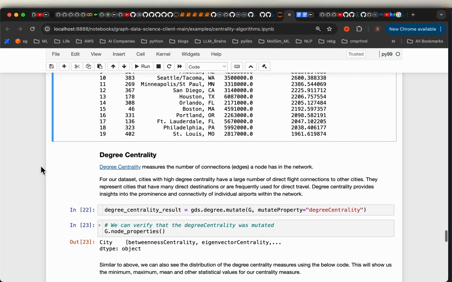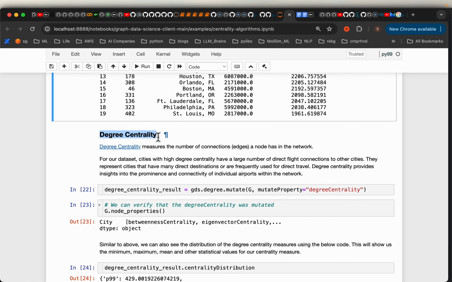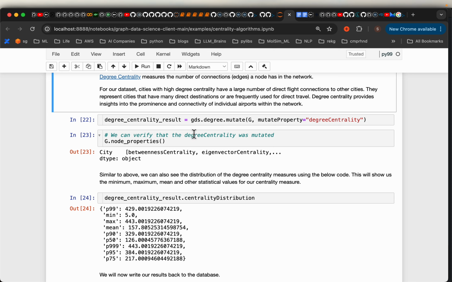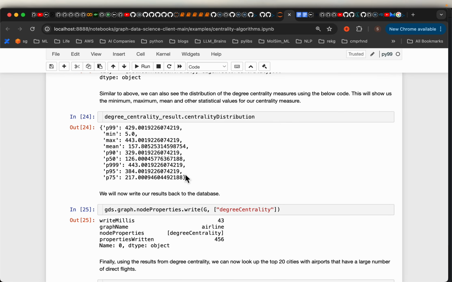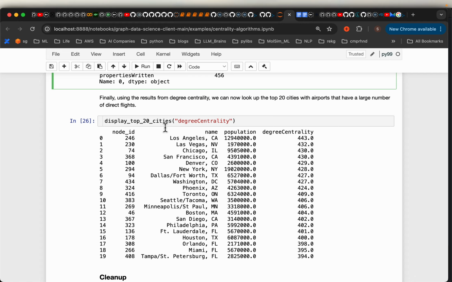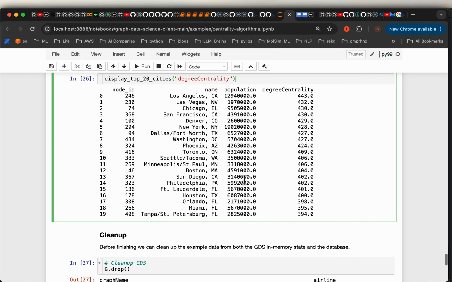Okay, and finally we look at the degree centrality, which is actually very close to eigenvector centrality. Okay, all right. As I just mentioned, it's exactly the same. We just call the algorithm with our network and the property we want to measure. The distribution, write it back to the database and look at the top 20 cities.